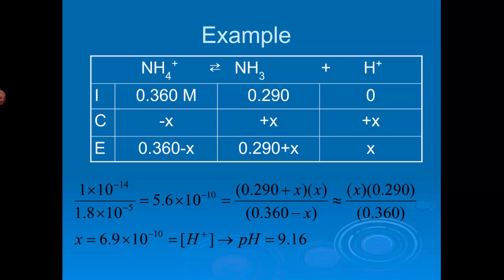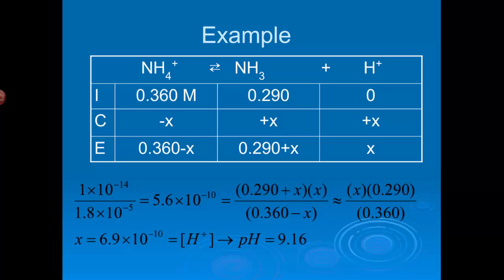The ratio 1 times 10 to the minus 14 is Kw over 1.8 times 10 to the minus 5, which is Kb. Kw divided by Kb is Ka. Remember, Ka times Kb is Kw. That's something that we learned in an earlier chapter. So now I have my new Ka value for NH4 plus. If you're not given the Ka value for an acid, but you're given the Kb value for its conjugate base, then you can easily find the Ka value that you need.